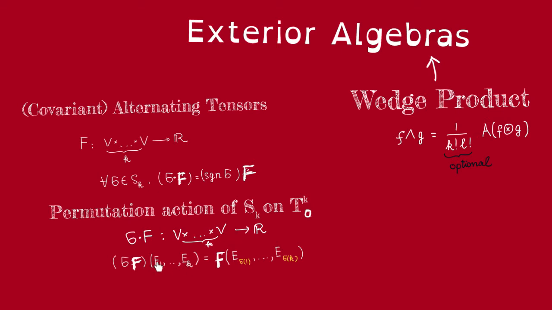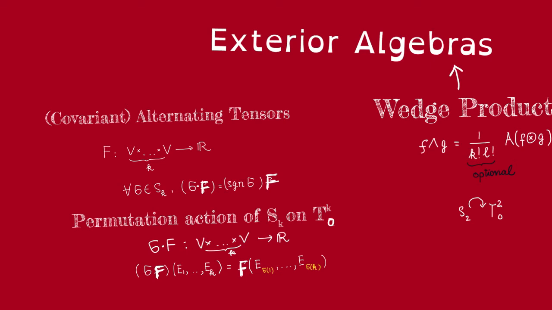So let's say we have this tuple of vectors in here. If we apply this function to this, what we get is the following. So we just permute these e_i's by using sigma, and then we apply F to it. Remember, F of this is just a real number. So this gives a well-defined covariant K-tensor. Let's look at a concrete example just to clarify.